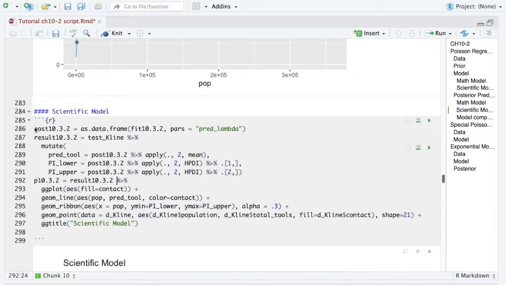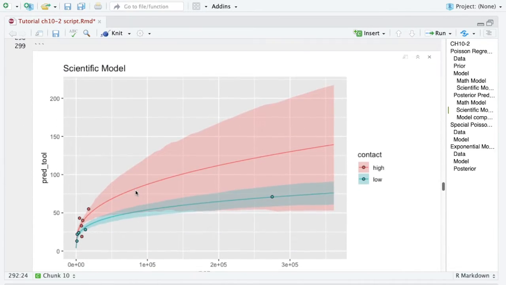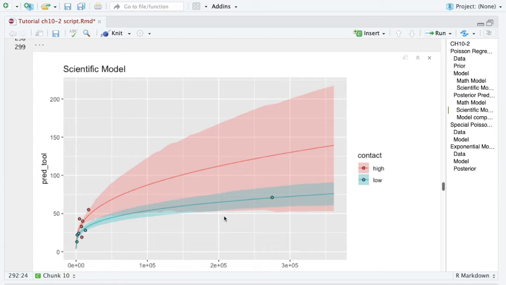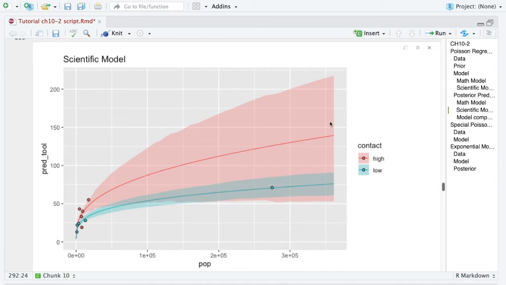And then we can use the same code but replace the data with the result from the scientific model to have the same plot. And you can see that the scientific model solved the two problems in the math model. Now islands with high contact rate invent more tools than islands with low contact rate at any population size. Besides, the two lines both cross the origin point with 0 tools and 0 population. Theoretically, the scientific model is more persuasive as well.